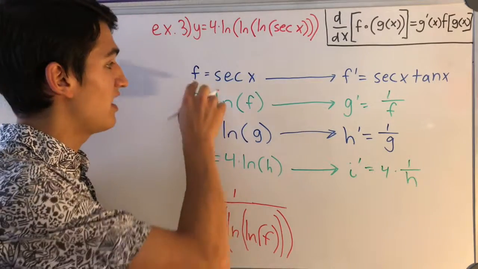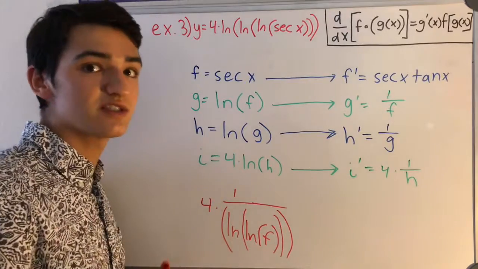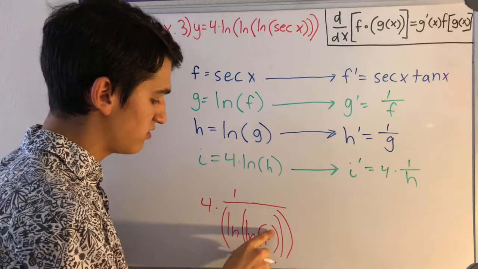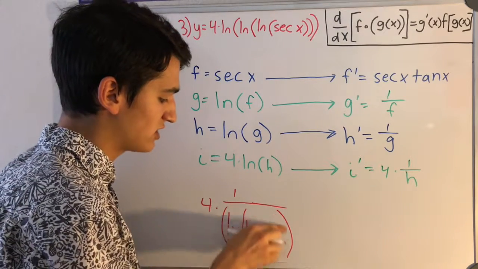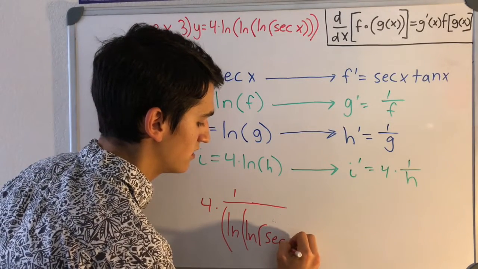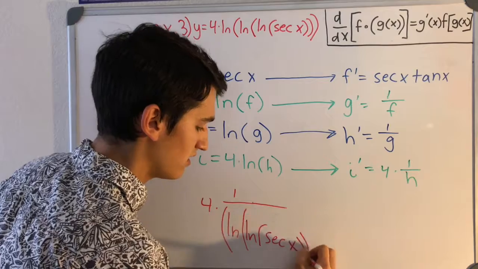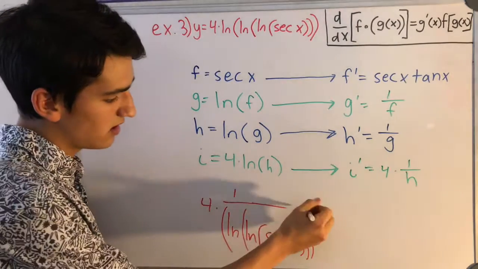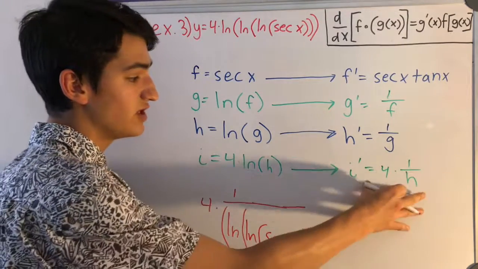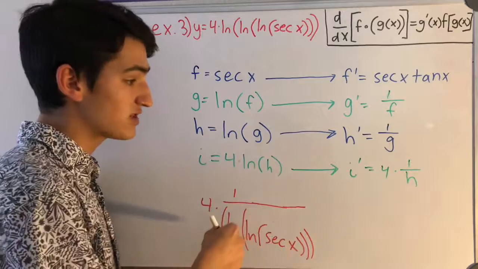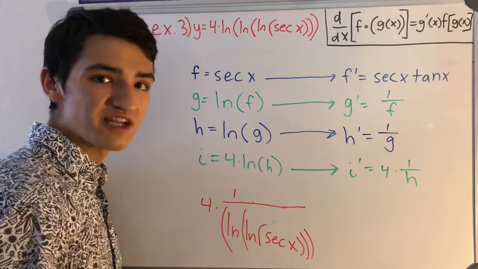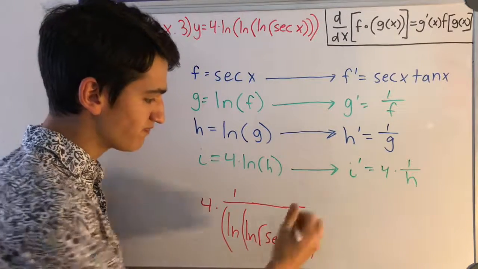Now one more time, f is not something from up here. f is just something we made up to stand for secant of x. So we'll plug that in here. So f is actually secant of x. And I think that's enough parentheses. So all we're writing here is 4 times 1 over h. It's just that h consists of many different steps to find what it actually is.